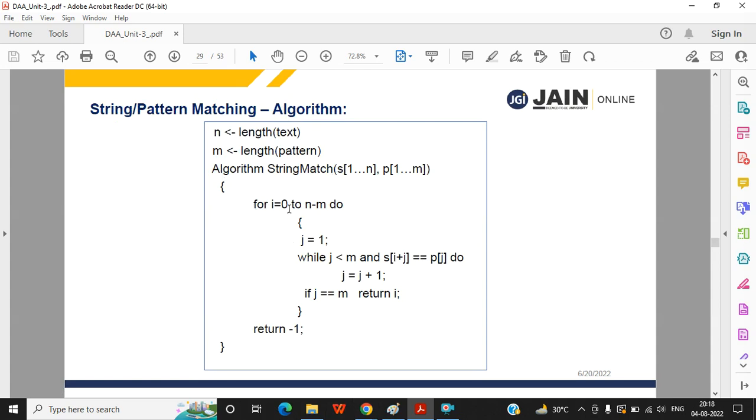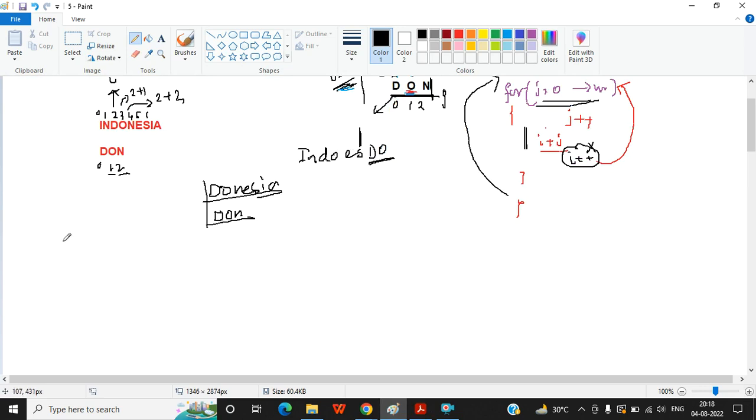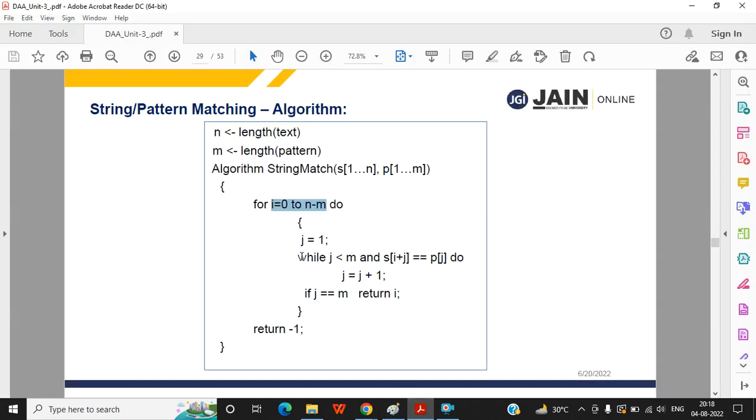Now, if you consider that the loop goes for the maximum number of times, look at the algorithm. See here. How many times will this loop iterate? 0 to n minus m. So we can write here the time complexity will be the sum of i equal to 0 to n minus m. But you have another loop inside it, the j loop.